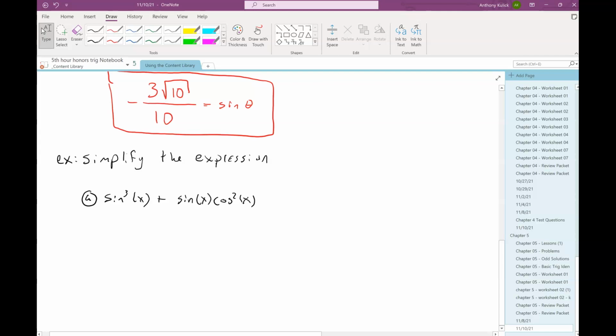Okay with that idea? The tools we have are going to be basic algebra things, like factoring or foiling or finding a common denominator to add fractions or whatever. It's going to be basic algebra things. And then our identities are going to be the two sets of tools we have to do these simplifications.